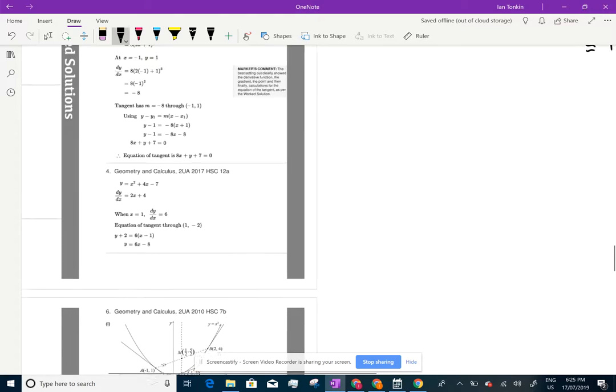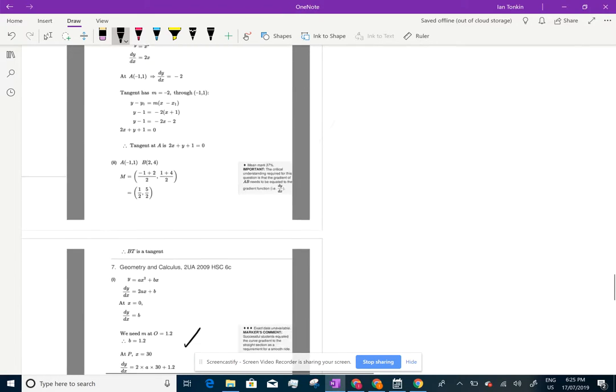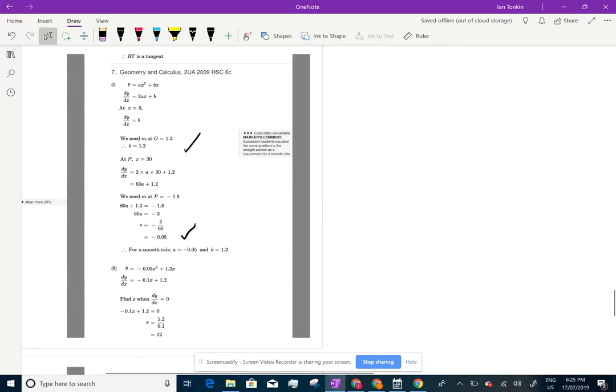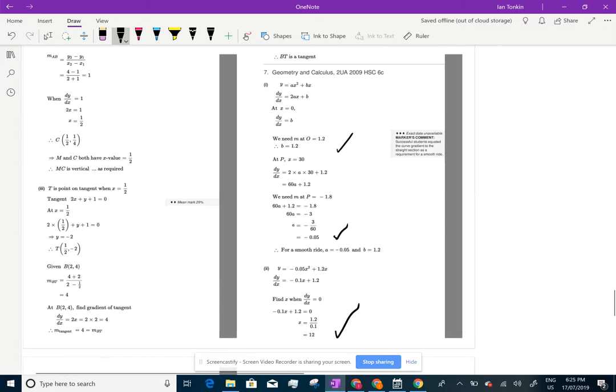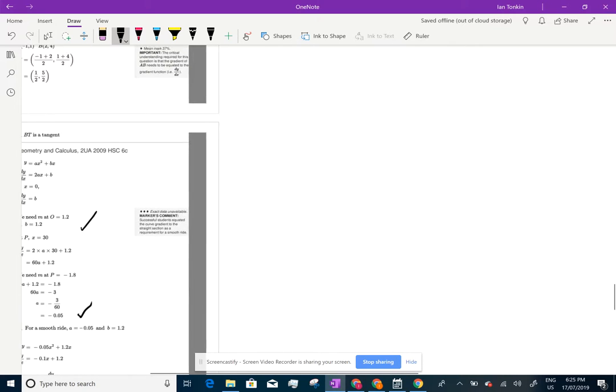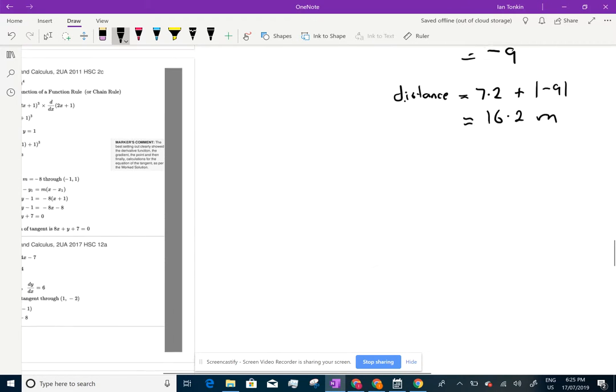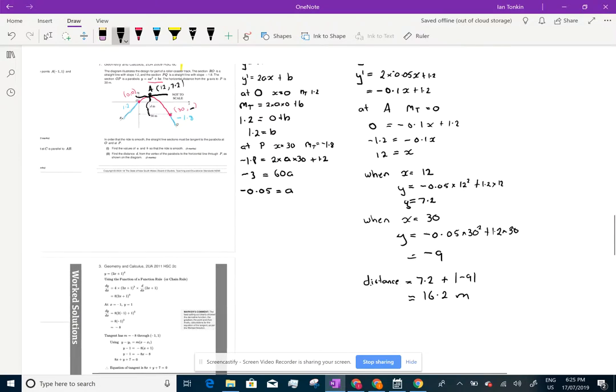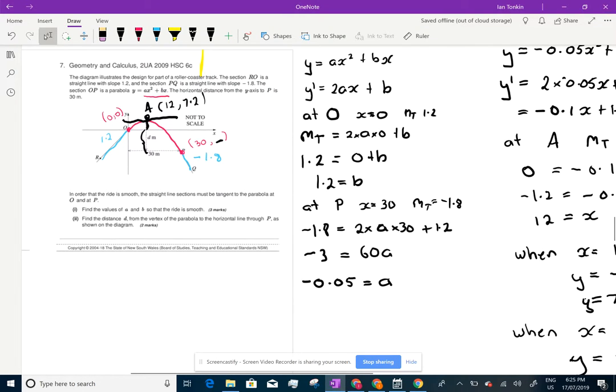Let's just check and see if I'm right. Okay, well, there's a 12, and there's a 16.2. Now that was quite a difficult question. You have to really think about that.